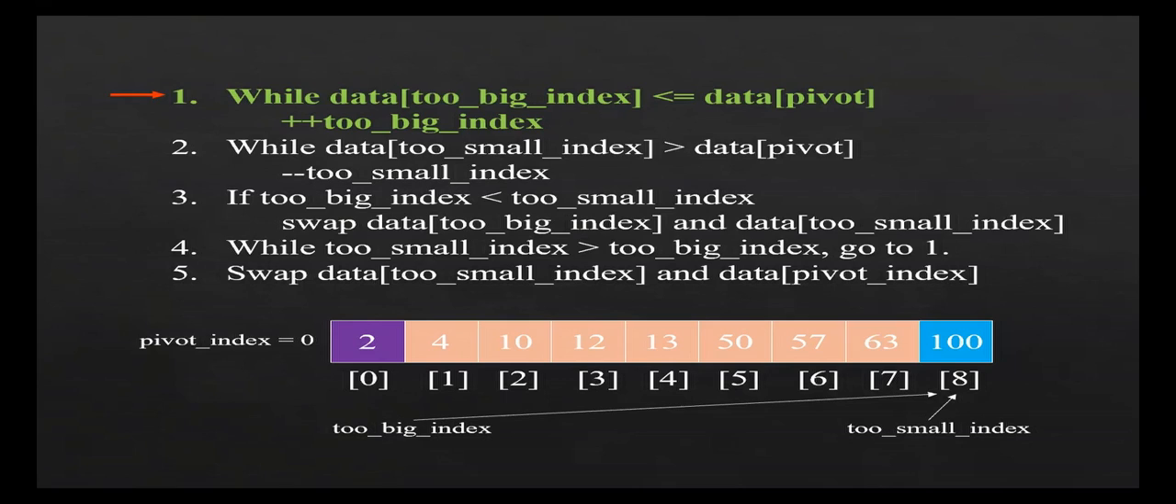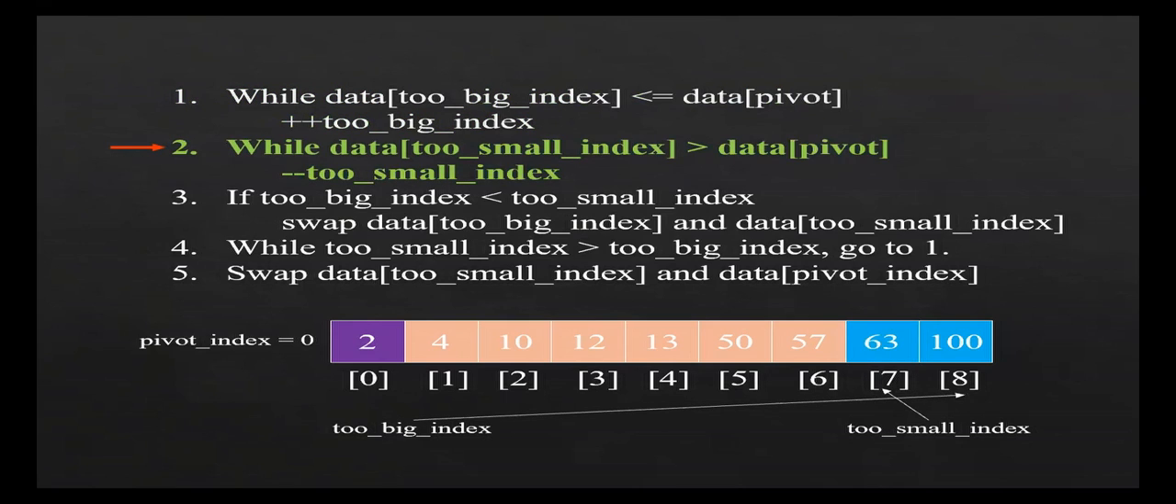Now for the right traverse. It will search until it finds an element smaller than the pivot element. So 63 is still bigger than 2. 57 bigger than 2. 50, 30, 12, 10, 4, 2. That means the rightmost index reached the leftmost index. That means it crossed.